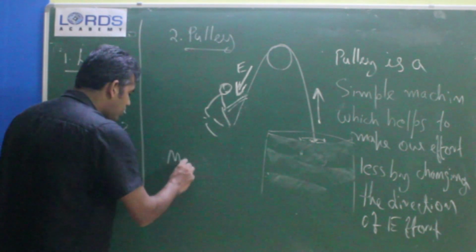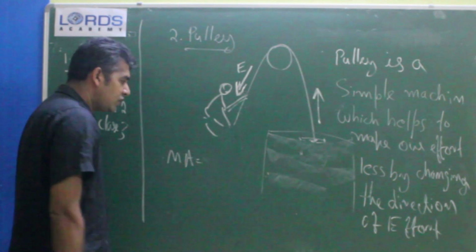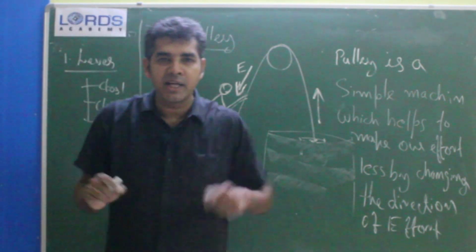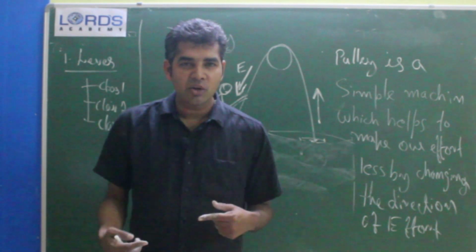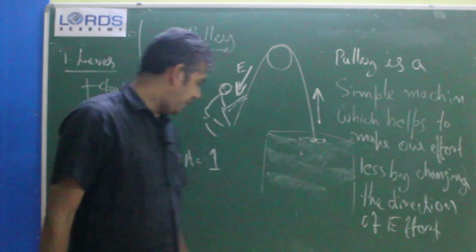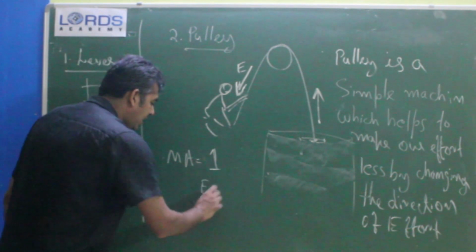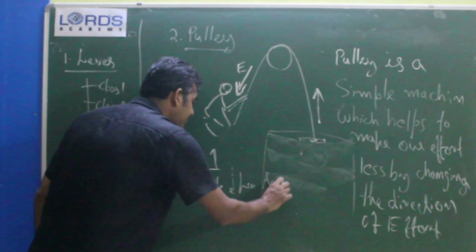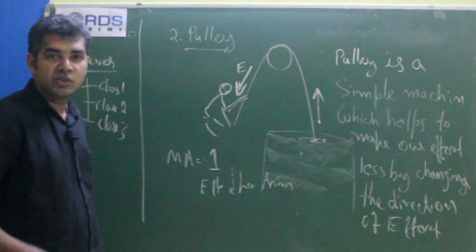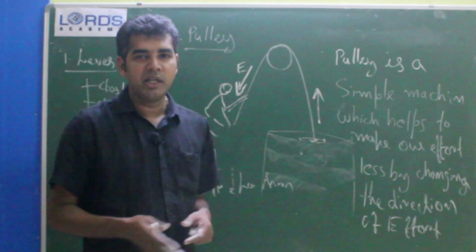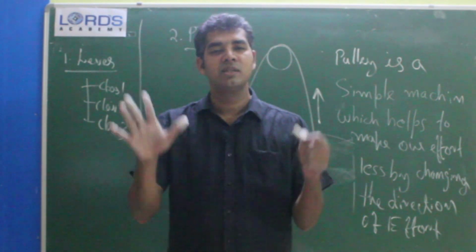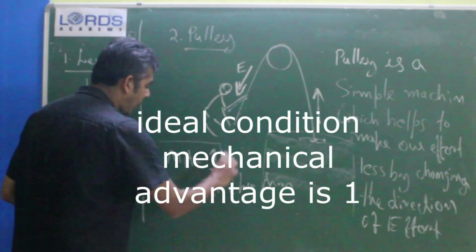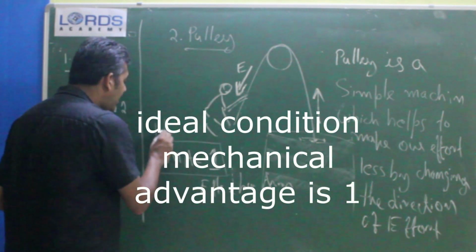Mechanical advantage of pulley is always 1. What do you mean by that? If mechanical advantage of pulley is 1, it means effort arm is equal to load arm. Effort arm is always equal to load arm. For an ideal pulley, mechanical advantage is always 1. You have to study in such a way. Mechanical advantage is 1 for ideal cases.